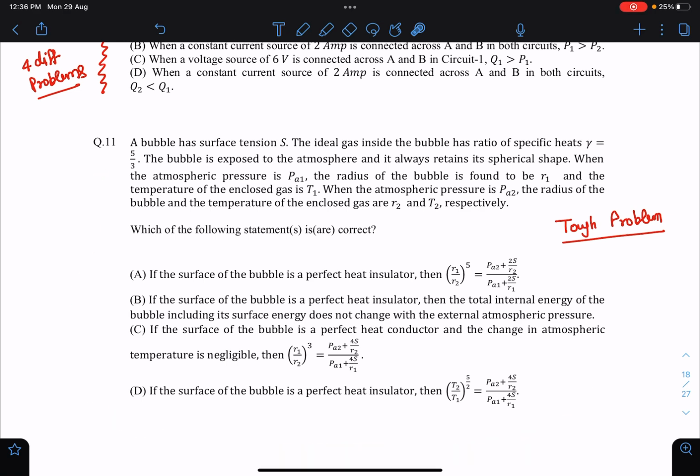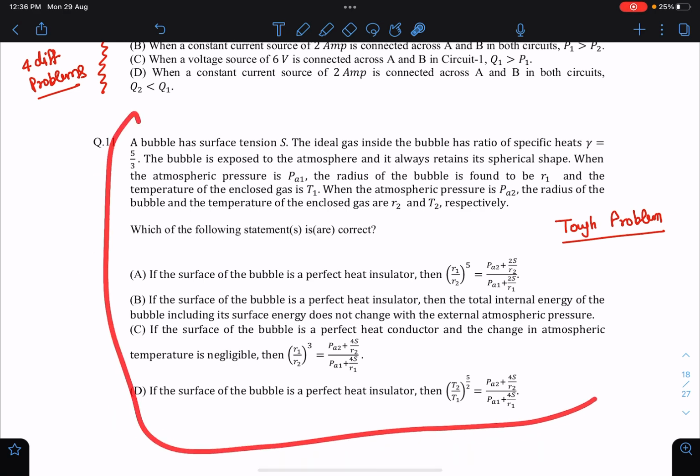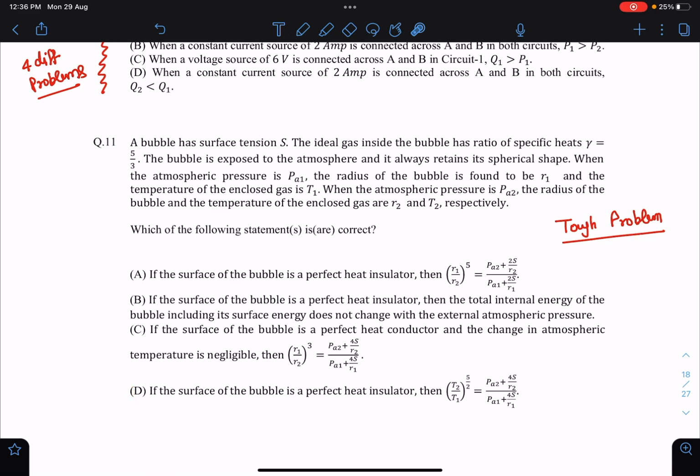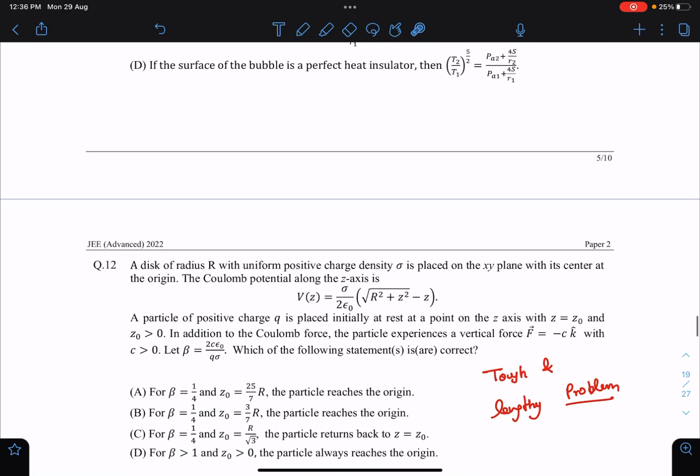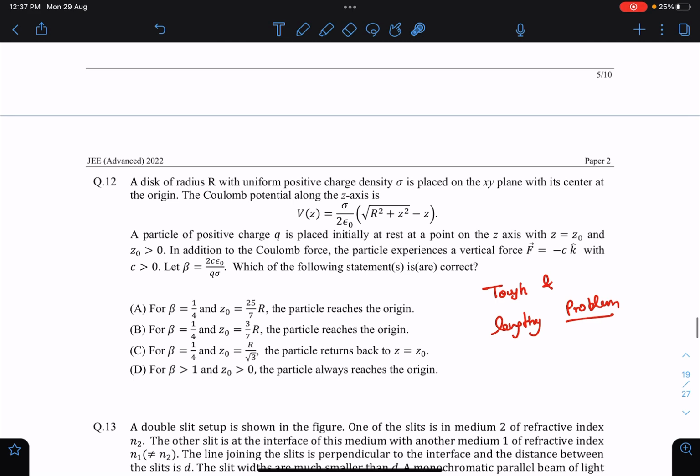If you give time, you'll be able to solve this, but solving it in 3 minutes, I don't think it is possible from any angle, this kind of question. So I think many students will resonate with my thought process on this problem. However, if you give a little more time, you will be able to solve this problem, but I'll keep this in the tough part. And yes, this is also a tough and lengthy problem.